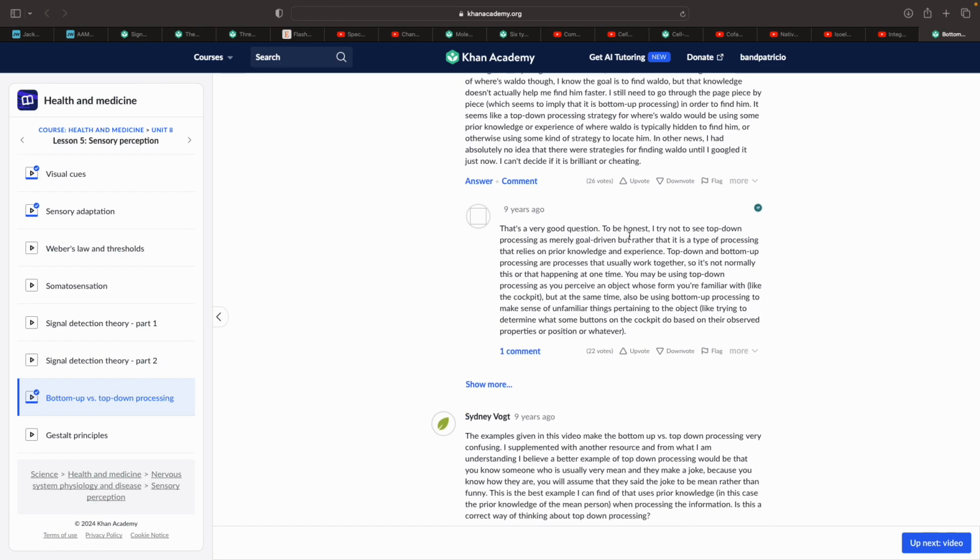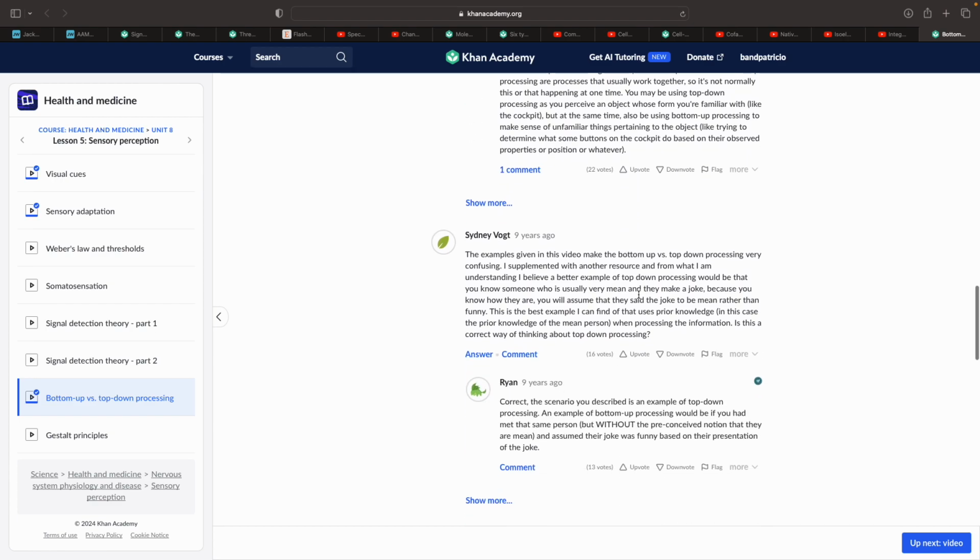That's a very good question. To be honest, I try not to see top-down processing as merely goal-driven, but rather as a type of processing that relies on prior knowledge and experience. Top-down and bottom-up processing usually work together, so it's not normally this or that happening at one time. You may be using top-down processing as you perceive an object whose form you're familiar with, like the cockpit, but at the same time also be using bottom-up processing to make sense of unfamiliar things pertaining to the object, like trying to determine what some buttons on the cockpit do based on their observed properties or positions.